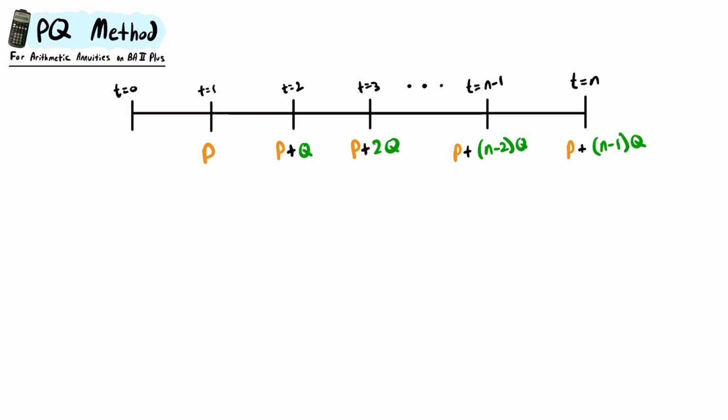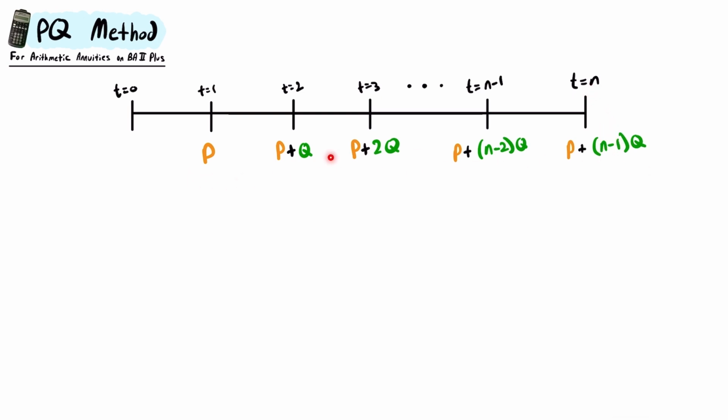And where that comes from is notice that the number in front of Q for each payment is 1 less than the value of time. All right, so it was 2Q for t equals 3, 2 is 1 less than 3, and for time 2, you just had P plus 1Q. 1 is 1 less than 2. That pattern will continue for all other periods of time. So that's why for t equals n minus 1, the payment is P plus n minus 2 times Q, because n minus 2 is 1 less than n minus 1. All right, same thing over here. n minus 1 is 1 less than n, and so that's where that comes from.